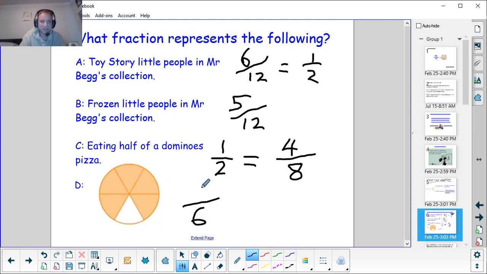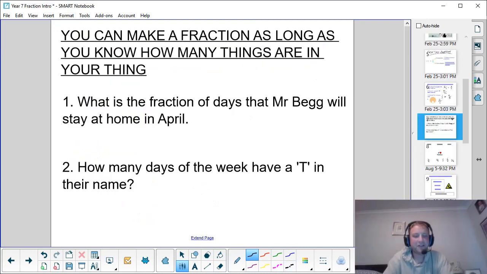And 5 of them are shaded in, right? So we've almost won our game of Trivial Pursuit. There we go. All right, to finish this lesson off, I just created a couple of examples just to emphasize the point that you really want to think about your denominator first, your number on the bottom of your fraction, and that making a fraction is pretty easy, and you can do it as long as you know how many things there are in your whole.